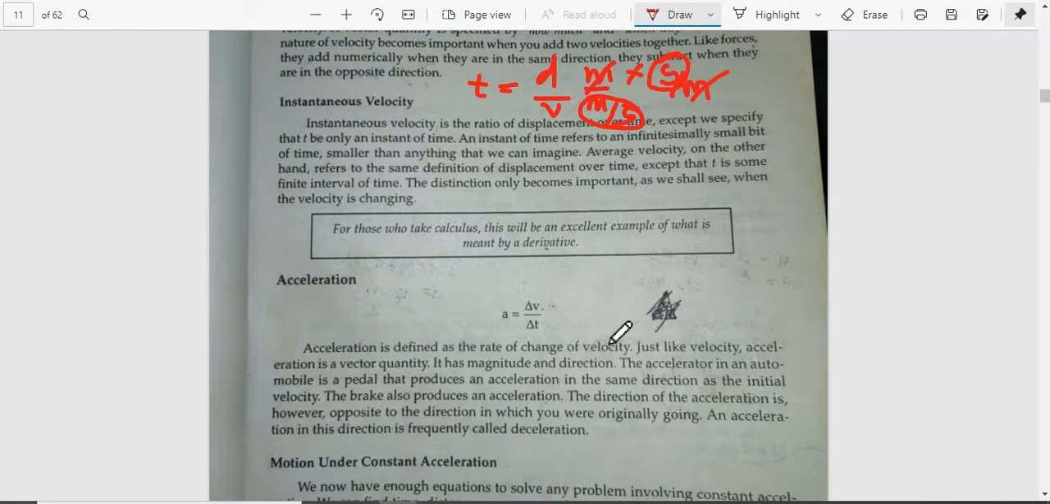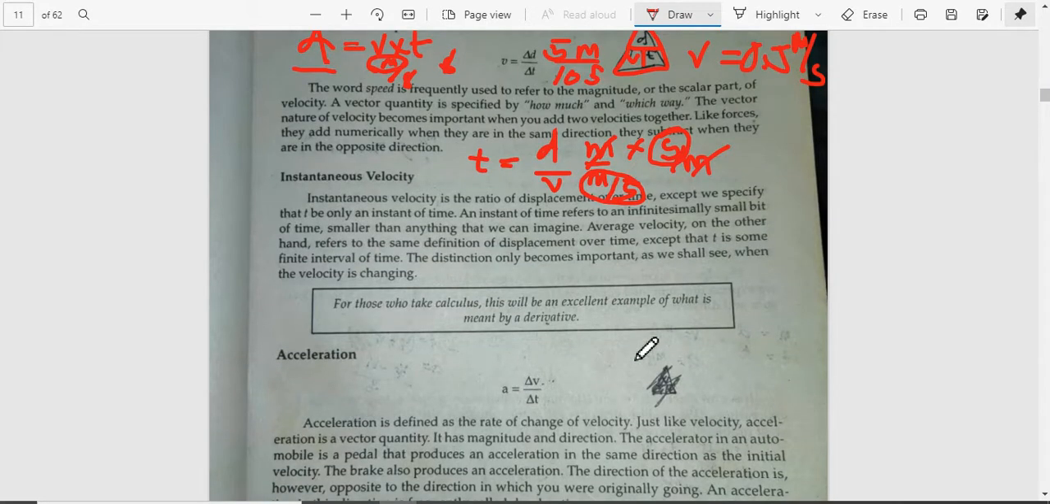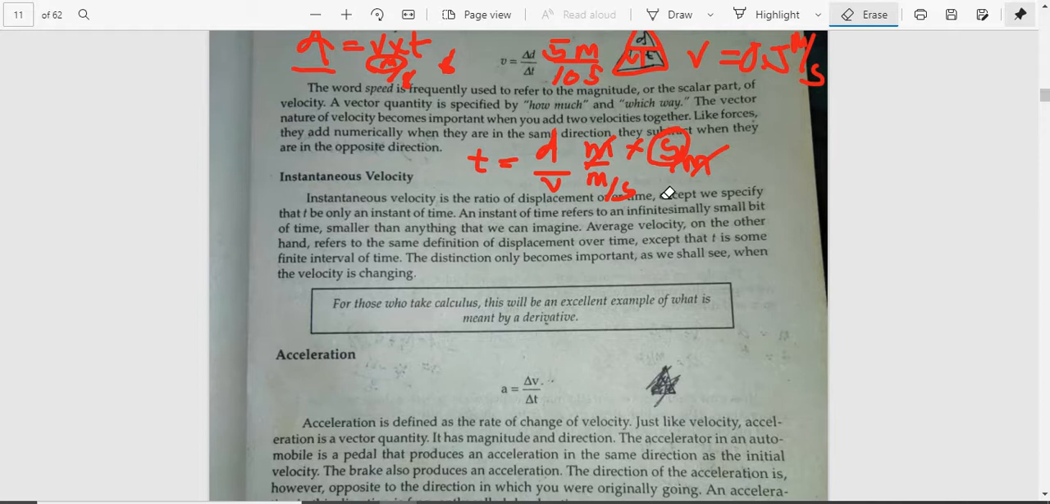Next is your instantaneous velocity. Instantaneous velocity is the ratio of displacement over time, except we specify that the time be only at a constant time. A constant time refers to an infinitesimally small bit of time, smaller than anything that we could imagine. Average velocity, on the other hand, refers to the same ratio of displacement over time, except that time is some finite interval of time. The distinction only becomes important, as we shall see, when the velocity is changing. For those who take calculus, this will be an excellent example of what derivatives are meant to be.